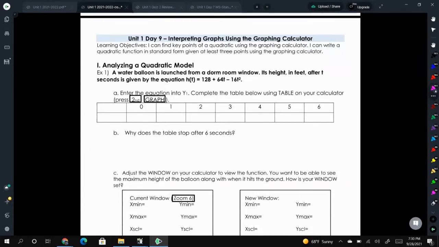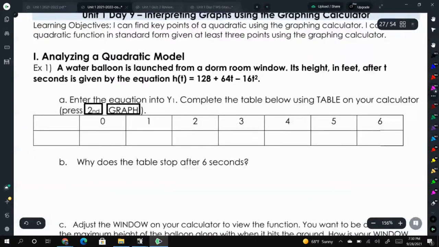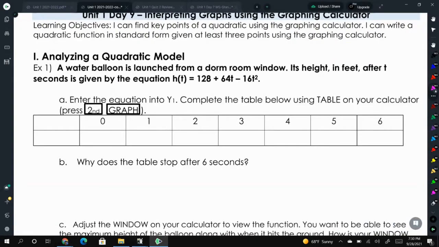Now that we have graphed quadratic functions in all three forms, vertex form, intercept form, and standard form, we're going to talk about how we can use our graphing calculator to take this to the next level. So what we're going to do is look at this problem here. We have a water balloon that is launched from a dorm room window. Its height in feet after t seconds is given by this equation.